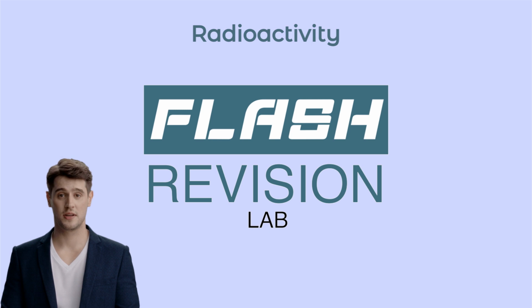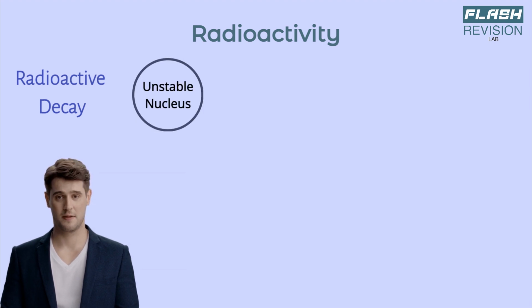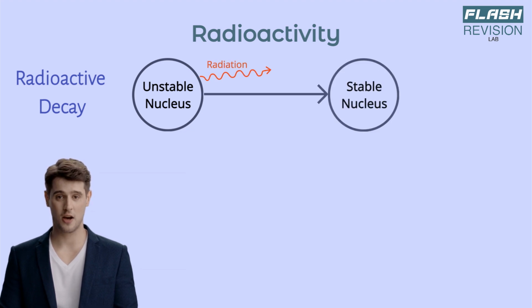Today we'll be exploring the fascinating world of radioactive decay. Let's begin by understanding that some atomic nuclei are not stable. These unstable nuclei emit radiation while they transform into more stable forms, and we call this process radioactive decay.